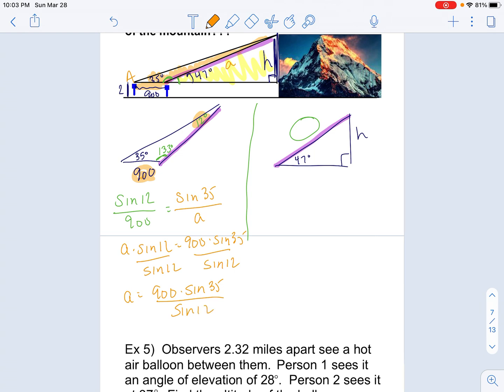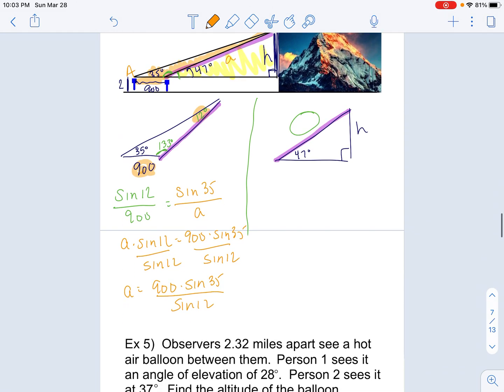So we go to our calculator, we type in 900 times sine of 35, hit enter or close your parentheses, divide by sine of 12. That gives me 2,483. I'm going to round to the nearest meter. So this piece over here is also 2,483. And again, if I asked you to round to the nearest hundredth, round to the nearest hundredth. We're going to round to the nearest whole number right now.